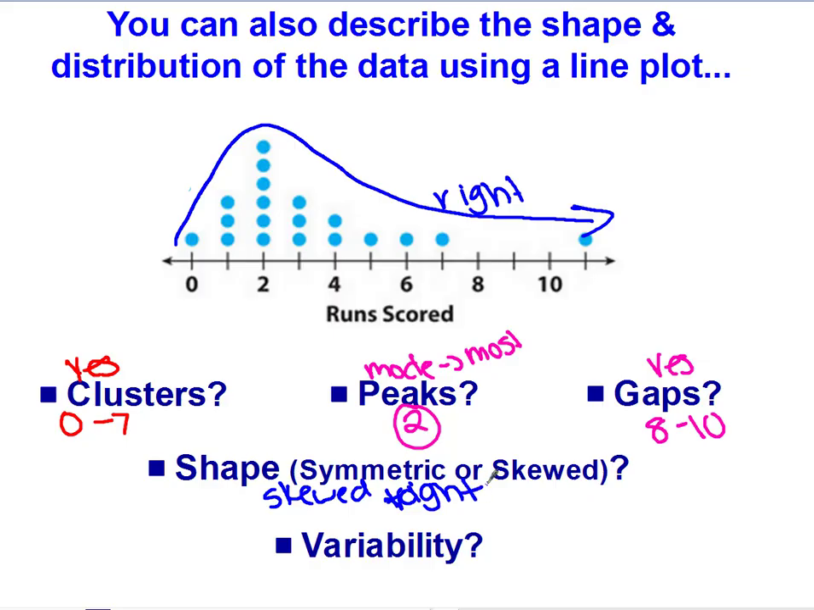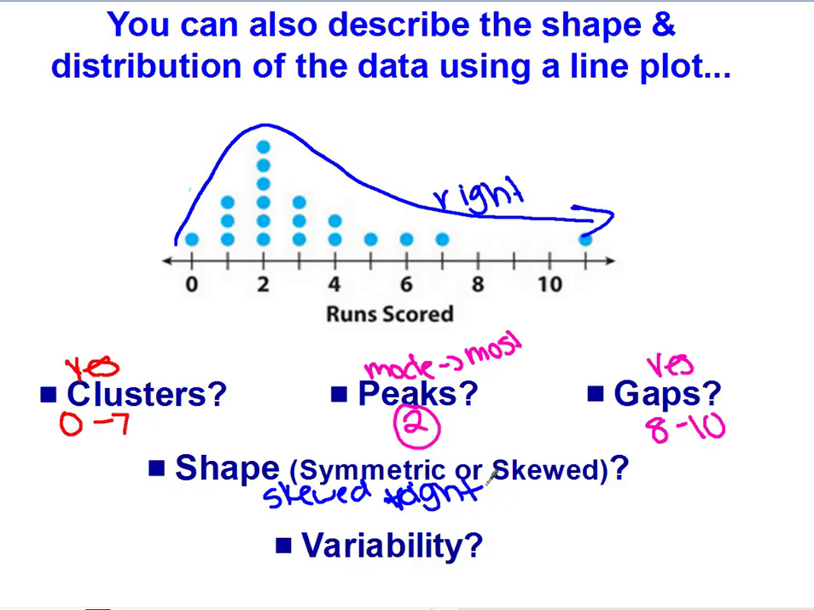If it was symmetrical, then everything would be even. But since neither the left nor the right looks identical, it is not symmetrical. It's skewed to the right. Remember, skewed to the right because the tail's going towards the right.